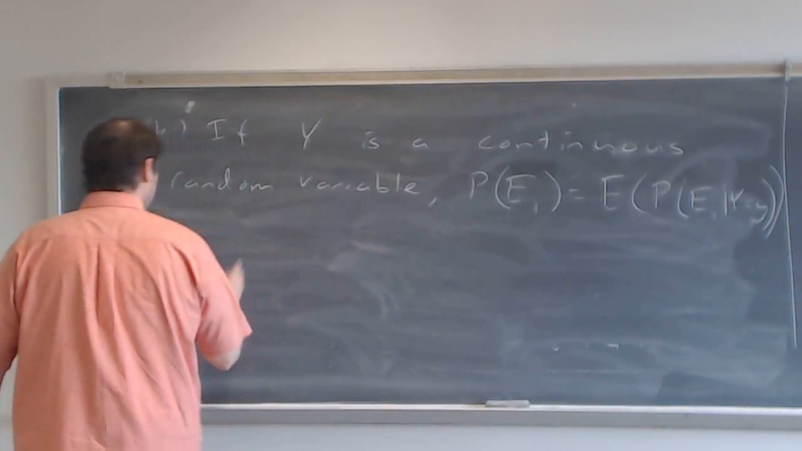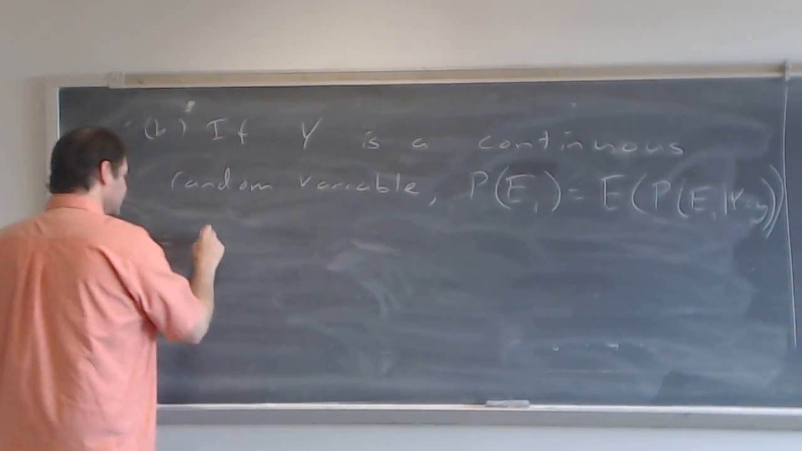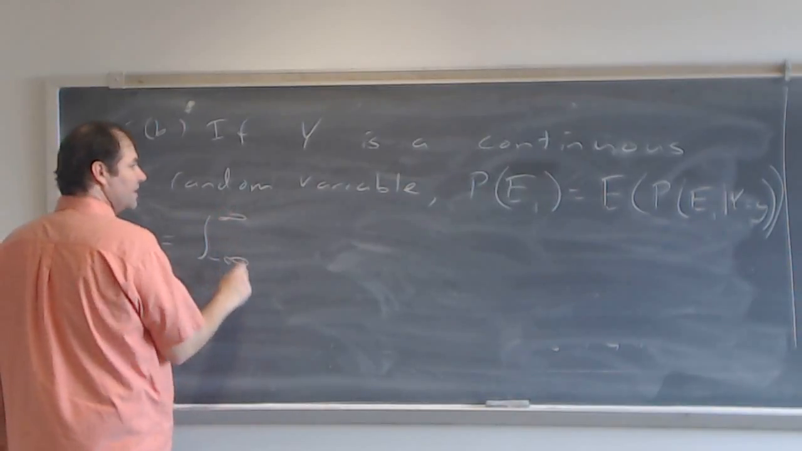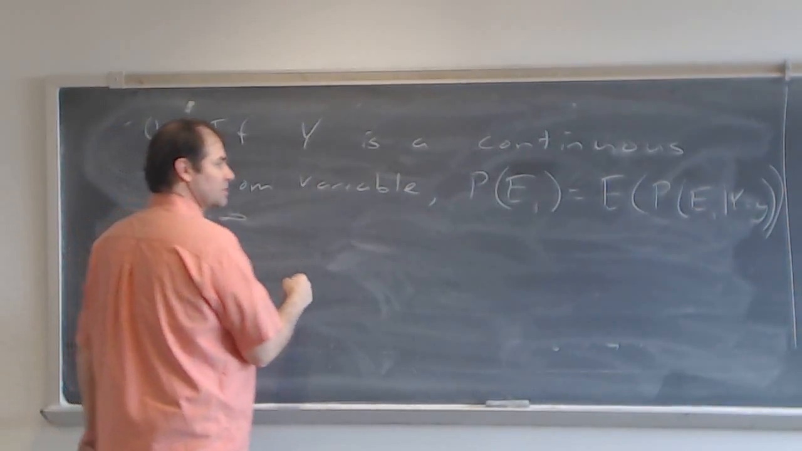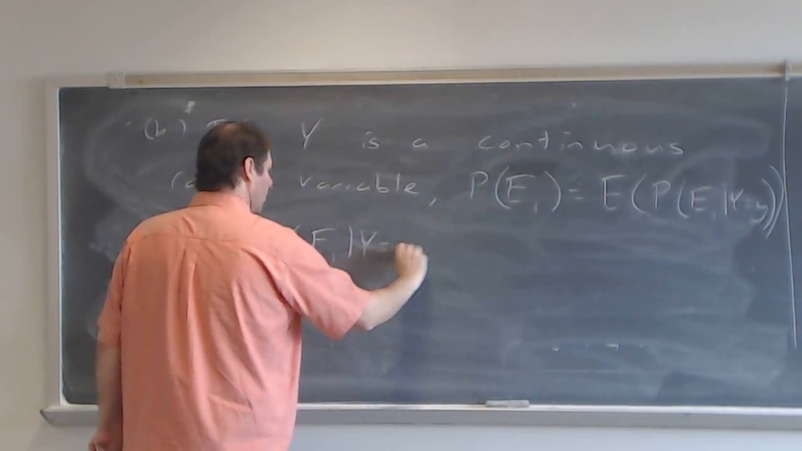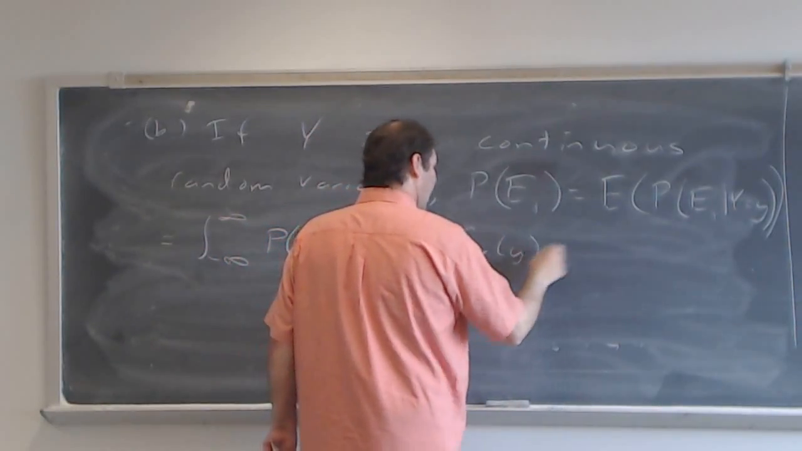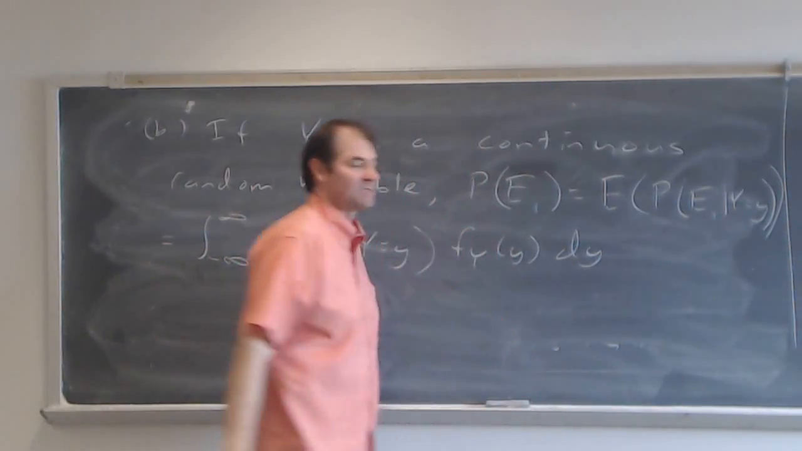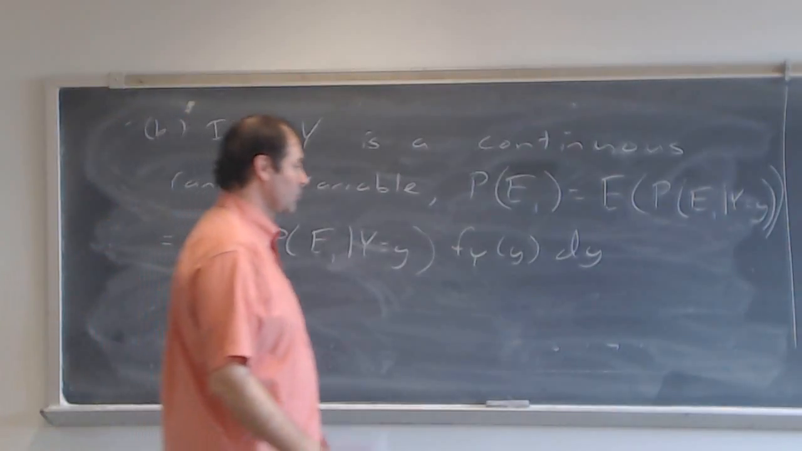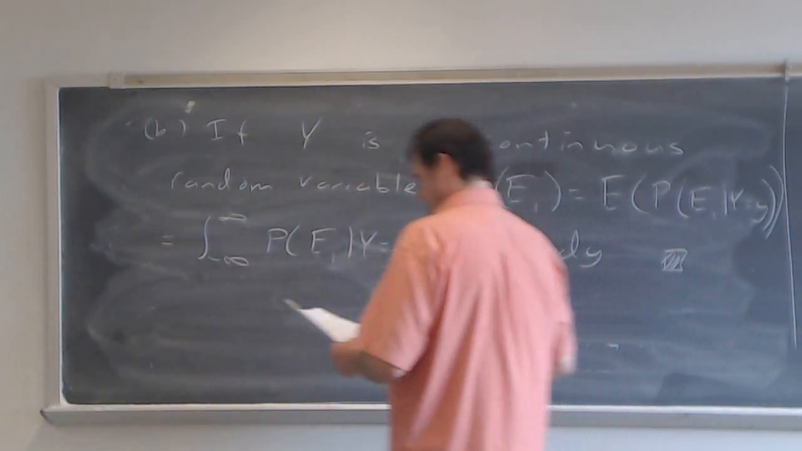And so here, with Y being a continuous random variable, this expected value is nothing more than an integral from minus infinity to infinity of that function of y, so that'd be the probability of E sub 1 given Y equal to y, times f sub Y of y dy. That's what it's defined to be. And so that proves part B. So that proves the facts.